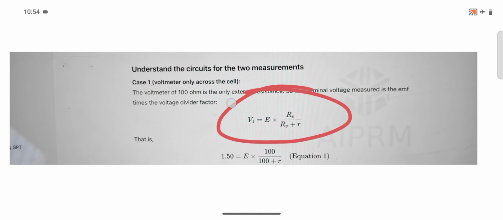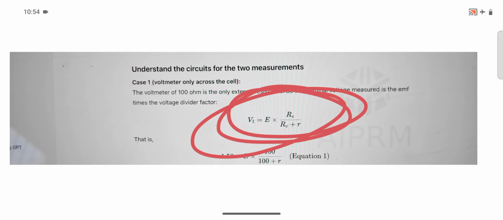This is the first condition, when the voltmeter is only across the cell. So that voltage is equal to EMF into the voltage divider factor. So this is our first equation.